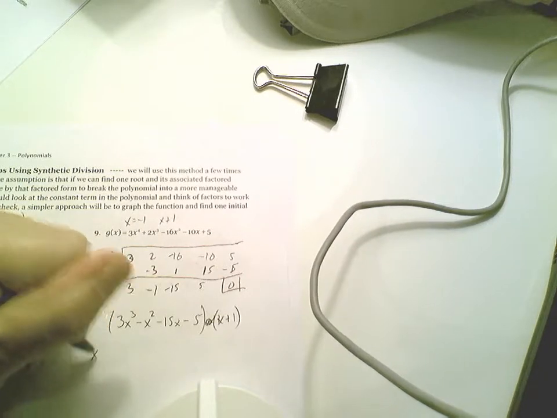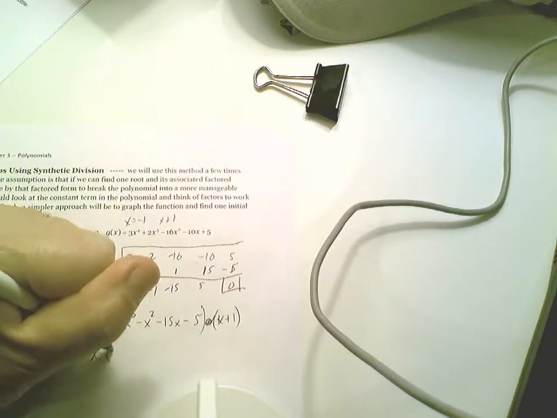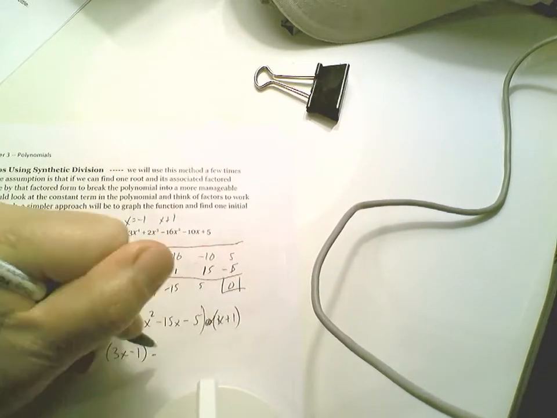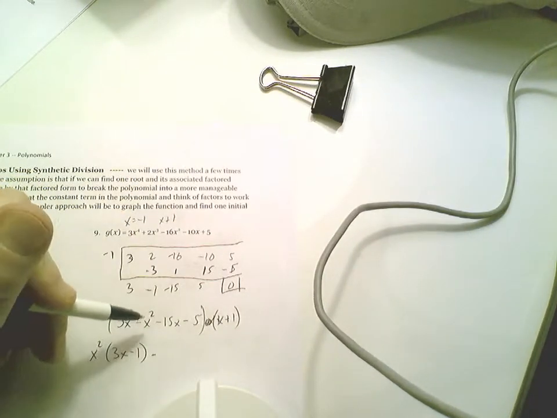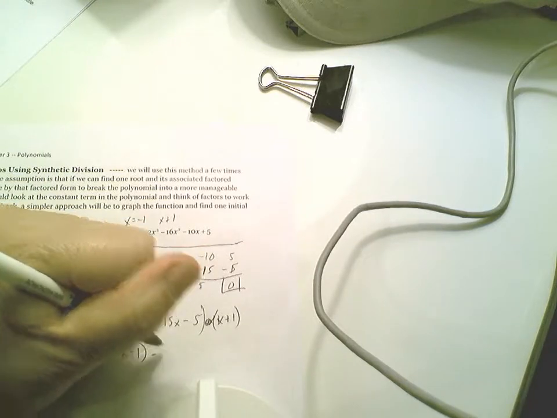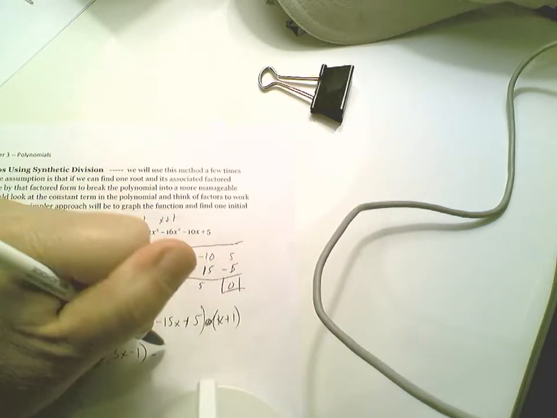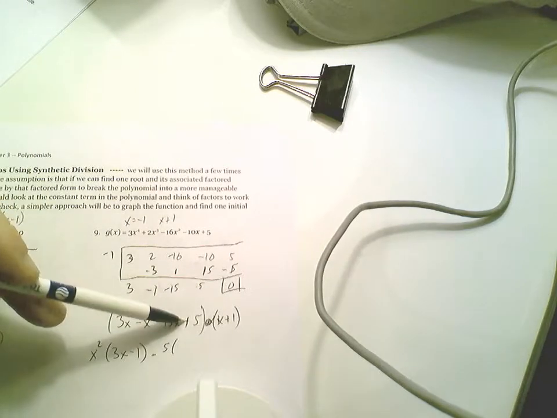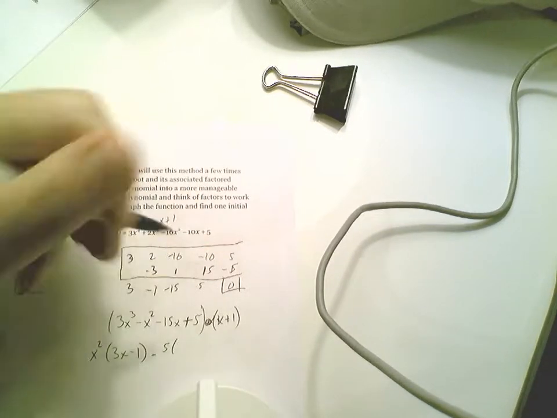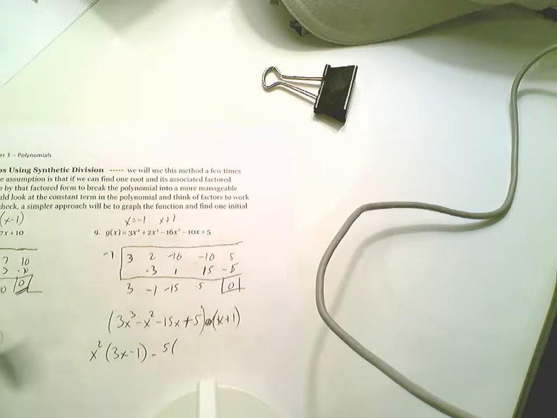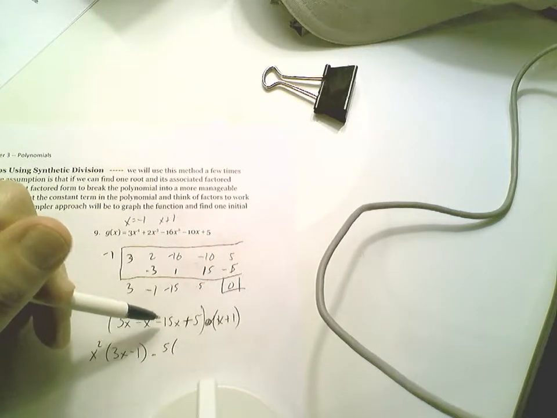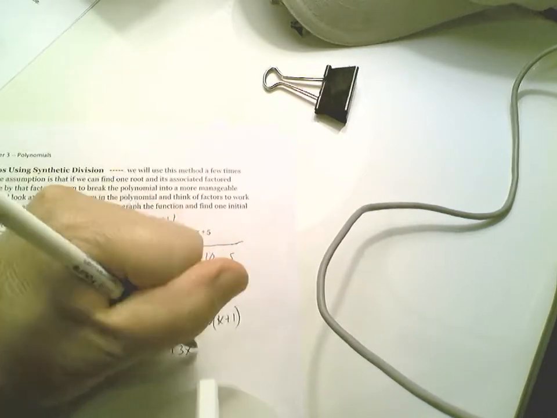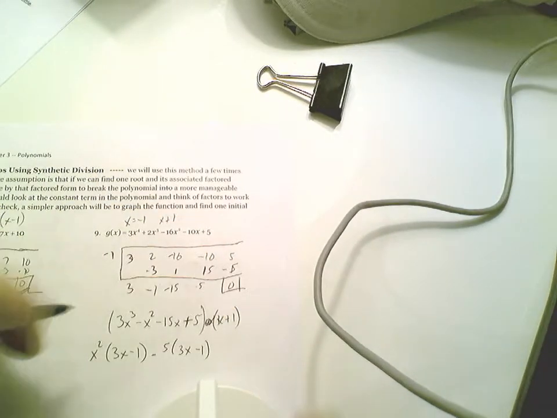x squared, 3x minus 1, minus, or let's look here. Yeah, minus 5. My fault here. I just did a transposition. I made a negative 5 here. That should be a positive 5. Just had an error there. So minus 5 times 3x minus 1. That's what this piece factors into.